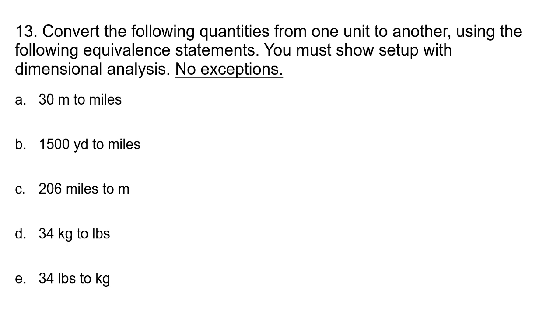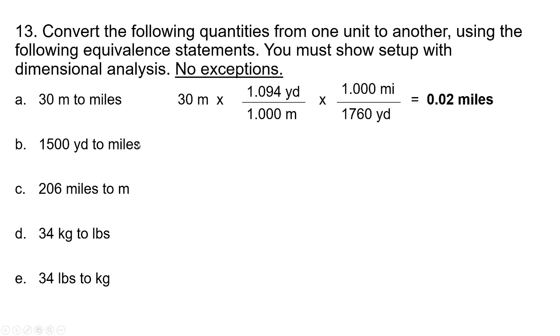If I look at my conversions, I find that I want to multiply by the conversion factor where meters is on bottom, yards is on top, but I have to convert it to miles, so then I'm going to put yards on bottom, miles on top. I'm going to do 30 times 1.094 divided by 1760, and when you round it for significant digits, it should be 0.002 miles. I have one sig fig, I have one sig fig.